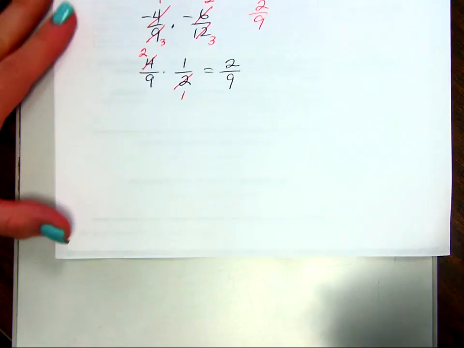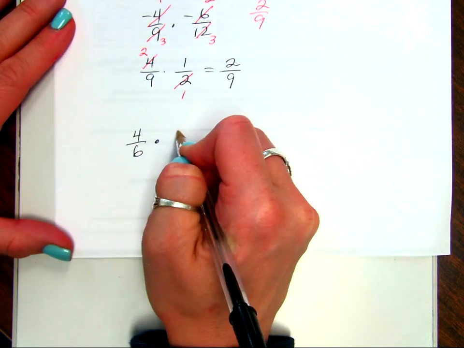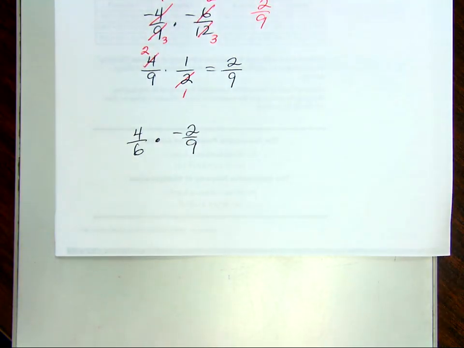Okay, let's try another one. Ready? 4/6 times -2/9. Positive or negative? You're going so fast you're forgetting the negatives, and you're going to get a whole bunch wrong on your test because you're so worried about getting it done first instead of taking your time. It's a negative.